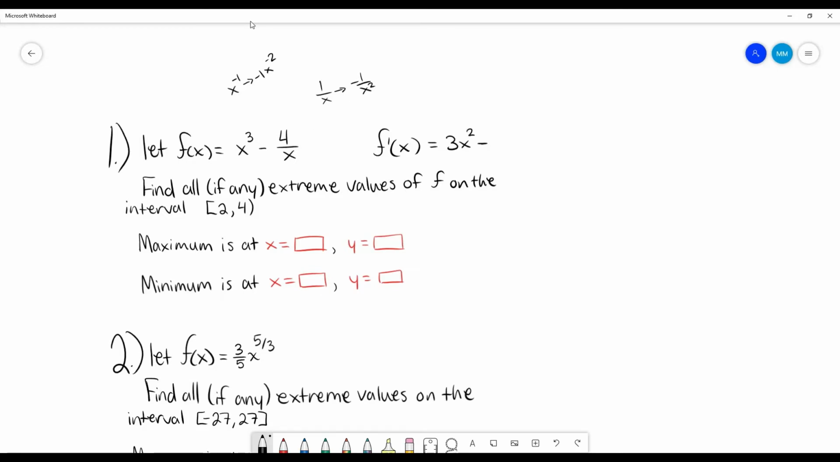So this negative is going to get canceled out. It's going to turn to a plus 4, because that's a constant coefficient, over x squared. So there's our derivative.